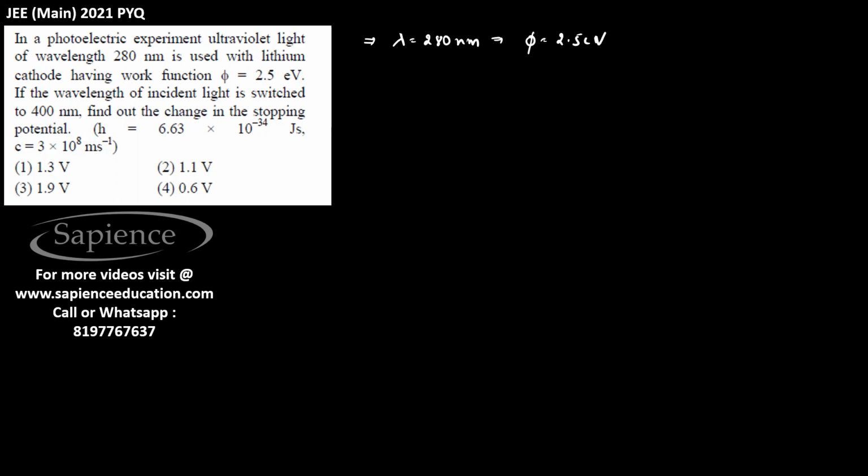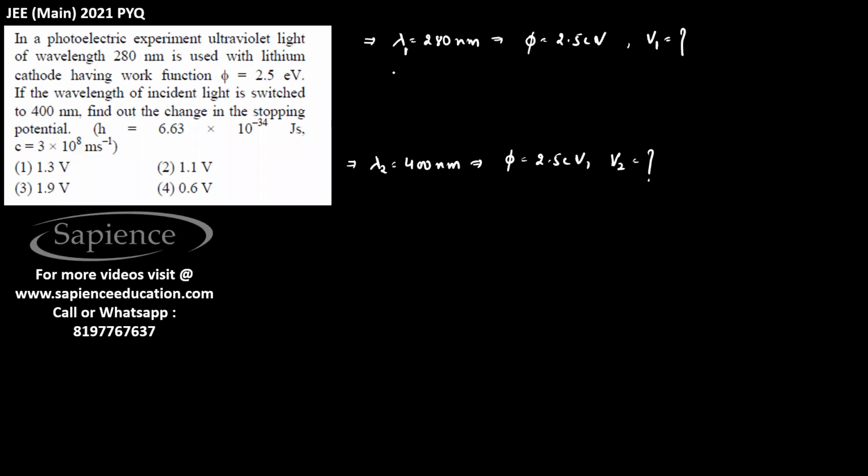If the wavelength of incident light is switched to 400 nanometers, that means you have to deal with two cases. In the second case, the wavelength has been switched to 400 nanometer. Although the material is the same, so the work function remains the same at 2.5 electron volt. What will be the change in stopping potential?